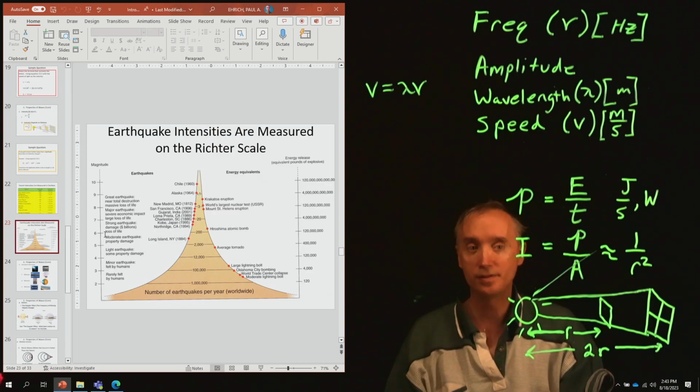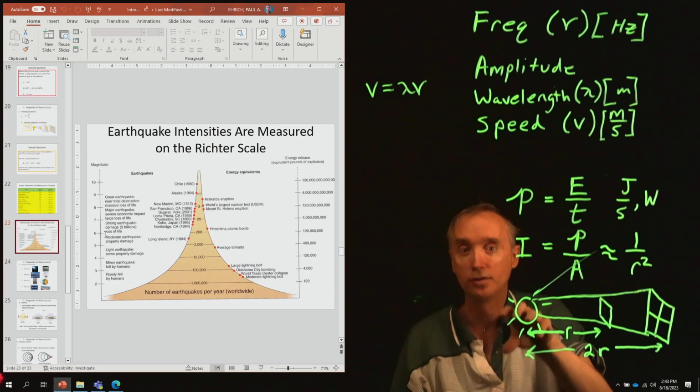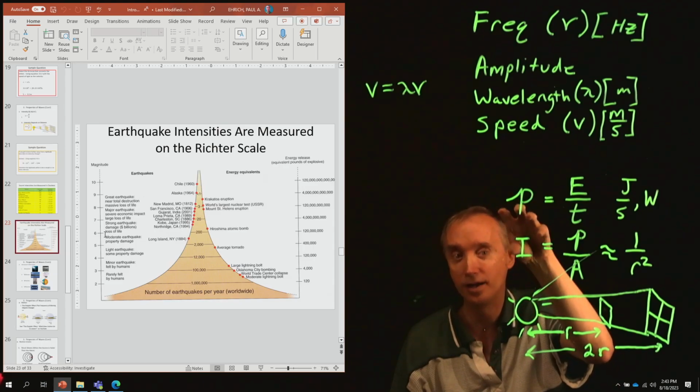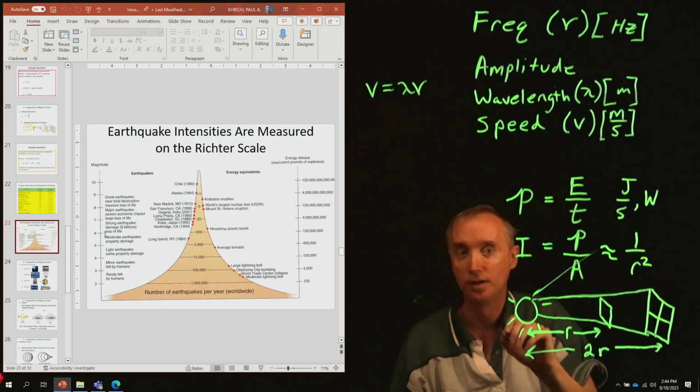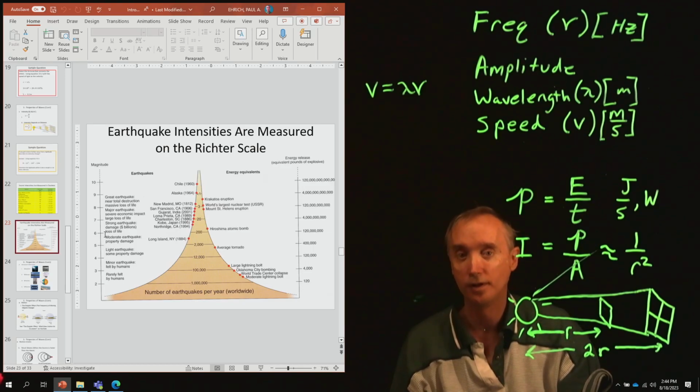The intensity scale that is used for earthquakes is called the Richter scale. It goes from 0 to about 9 or 10. We don't think that you can actually get to a magnitude 10 earthquake because the rocks would shatter. But we've gotten awfully close to that.